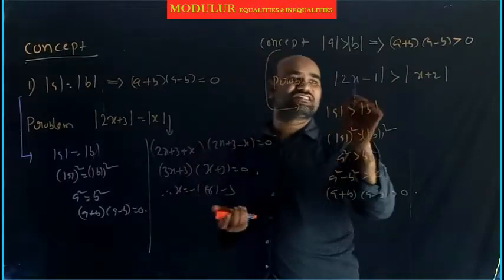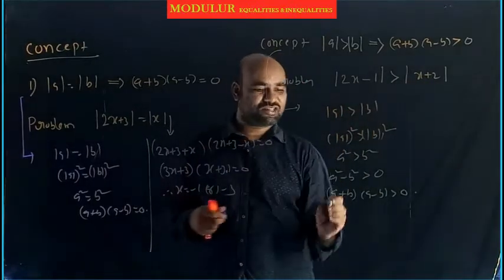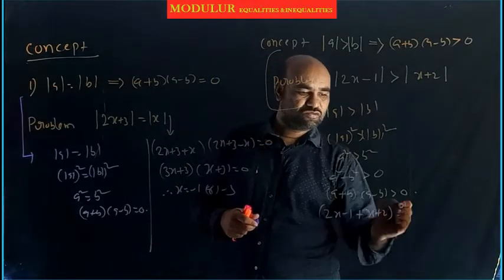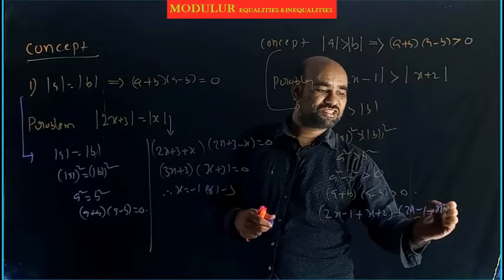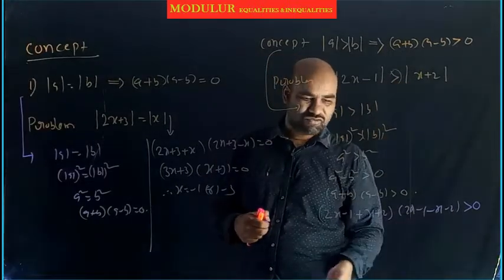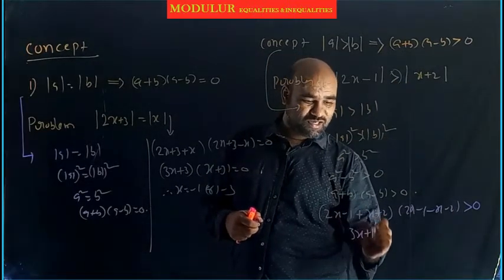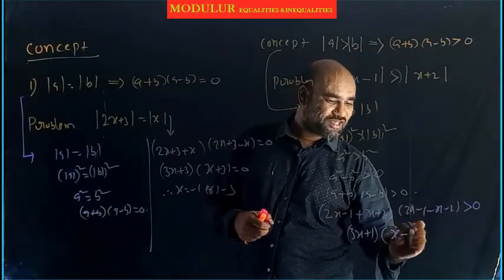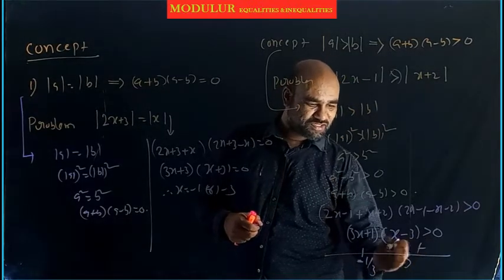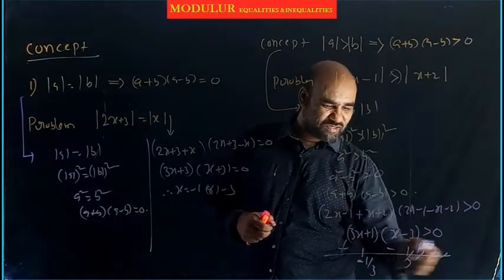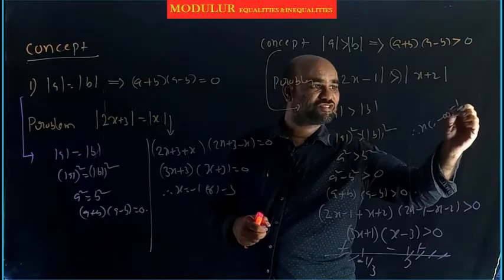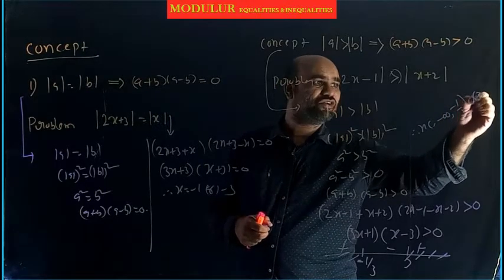So in this problem, this is a, this is b, mod a greater than mod b. Directly I can say that 2x minus 1 plus x plus 2 into 2x minus 1 minus x minus 2 greater than 0, because only greater than is there, no equal to. Yes, 3x plus 1 into x minus 3 greater than 0. Number line: minus 1 by 3, 3, plus minus plus. So positive symbols I want. Therefore my solution is x belongs to minus infinity to minus 1 by 3 open, union 3 to infinity.